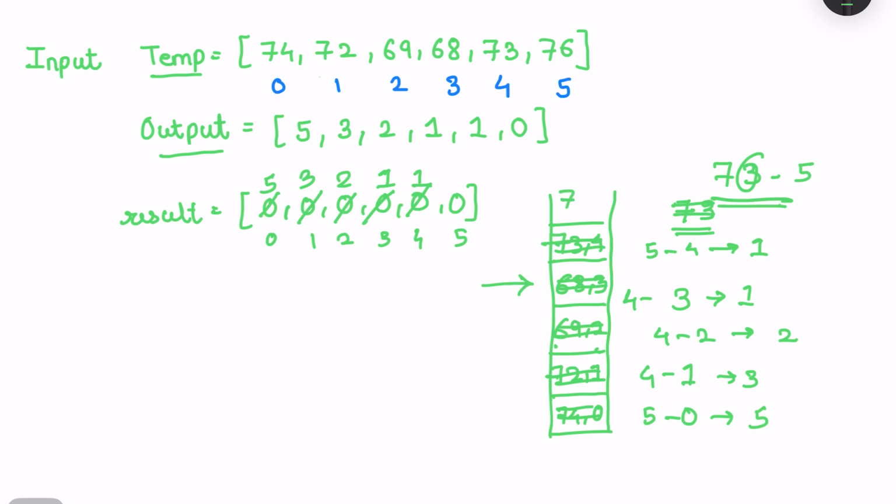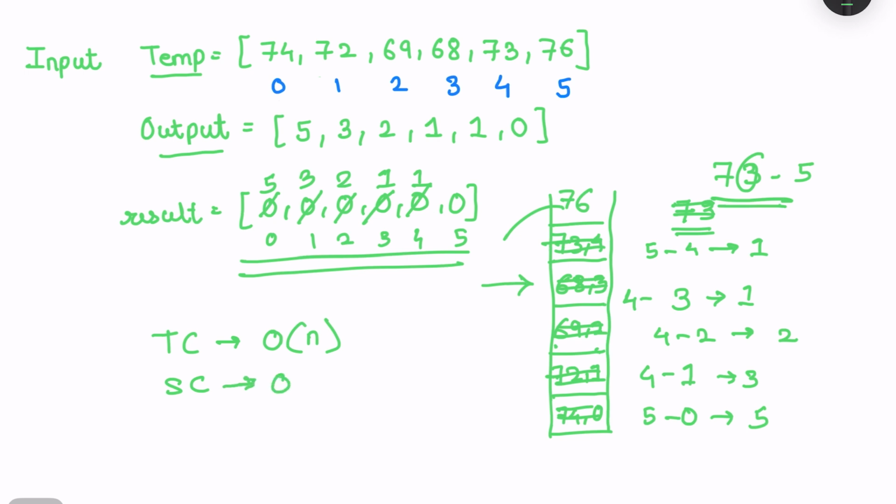I'll put it, and next I don't have any number, so for 76 it will be just 0 as it is. So this is how we can solve the Daily Temperatures problem using the stack. Let's check the time complexity. The time complexity would be O(n), and the space complexity will also be O(n), as we are putting all the temperatures inside the stack.